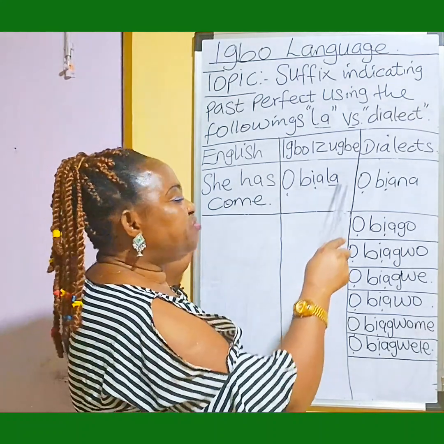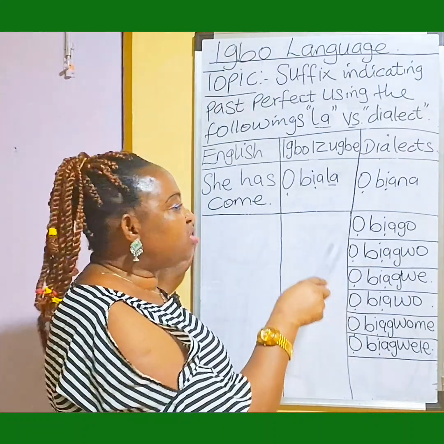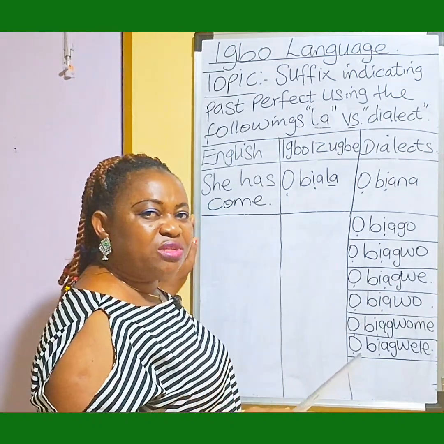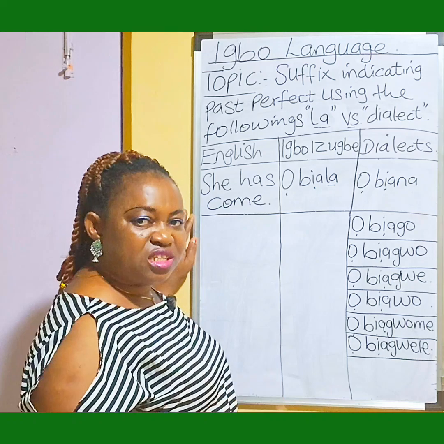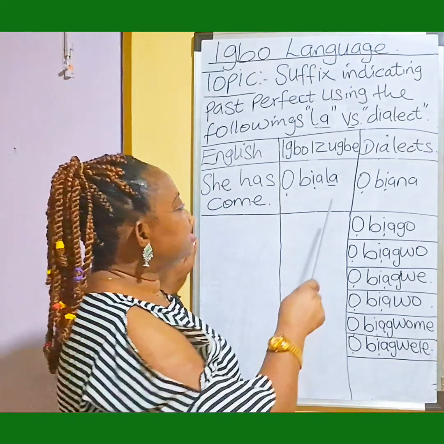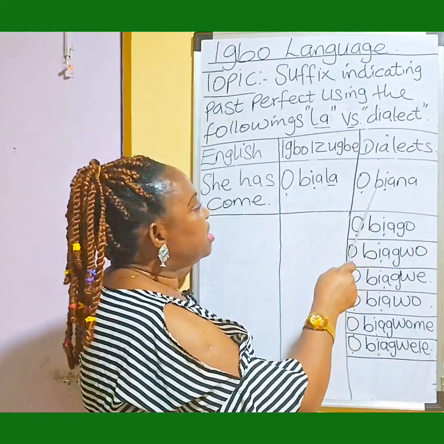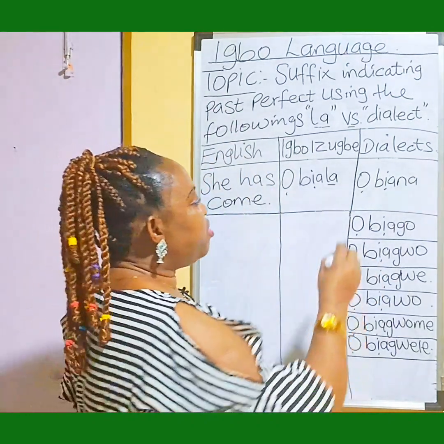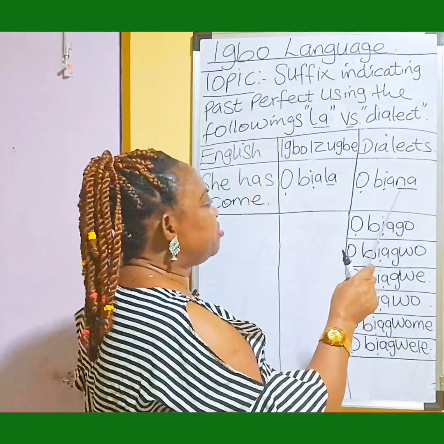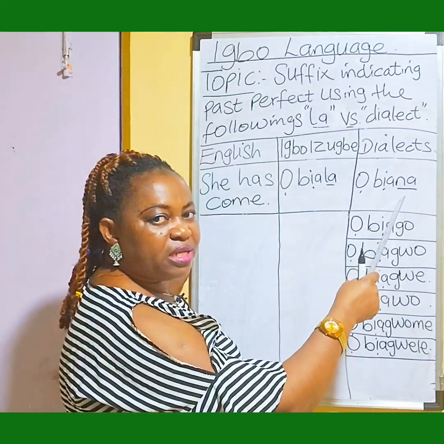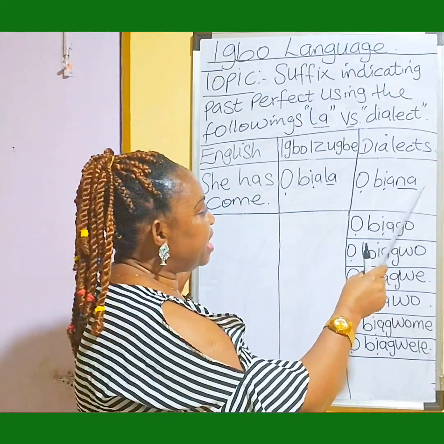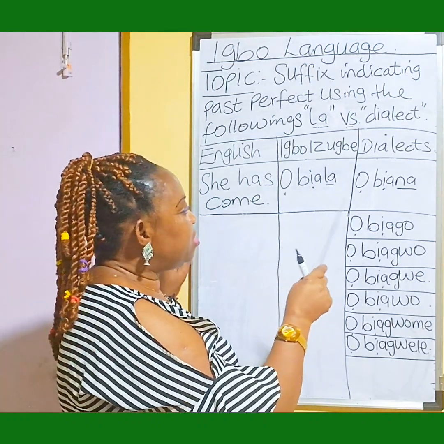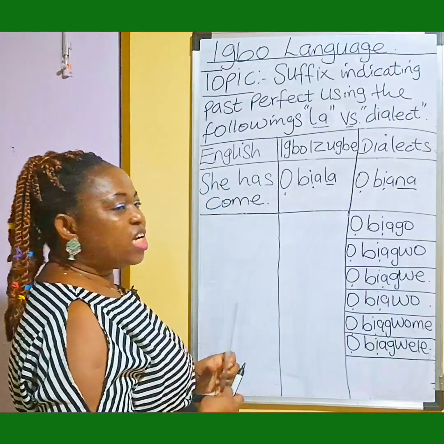Now, in different dialects in Igbo language, let us compare their suffixes to this Igbo izugbe to show that we have different dialects in Igbo. Let's see it. Under dialect, we have Obiana. Na, the first suffix in Olumba dialect, while here in Igbo izugbe, you have it as la. Obiala, Obiana.